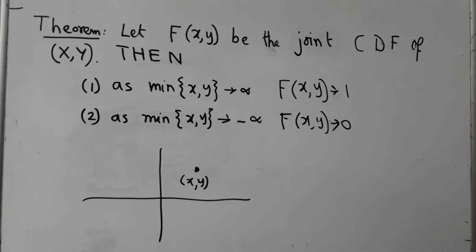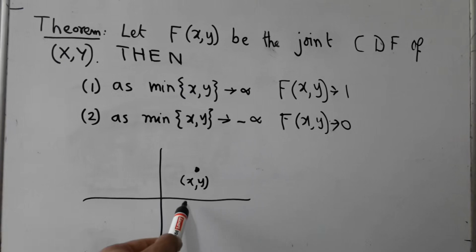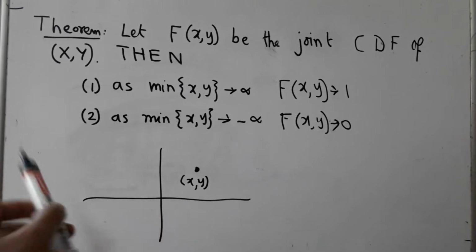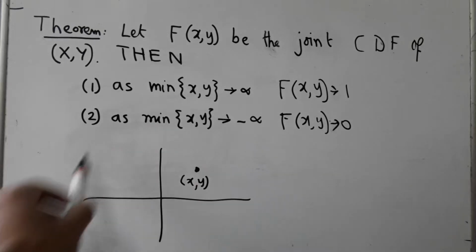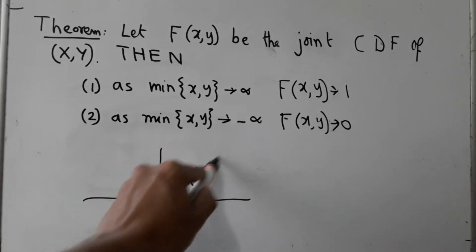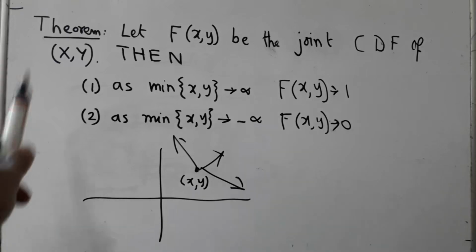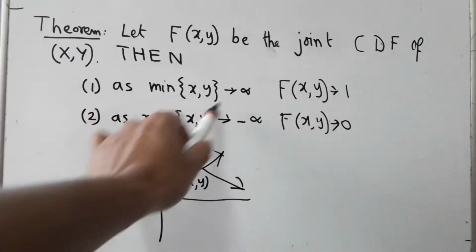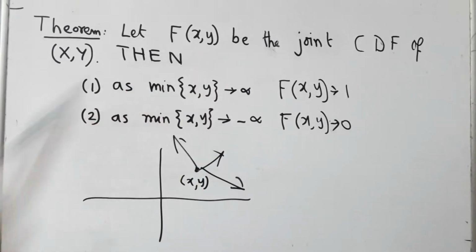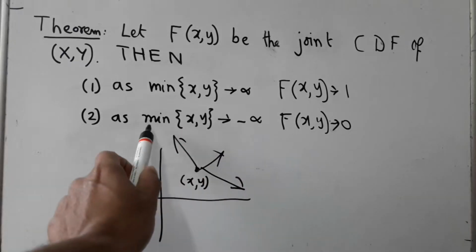Now notice the subtlety of the statement. When I am working in R, I can understand going towards infinity is going towards right and going towards minus infinity is going towards left. But when I am in the plane, what is meant by something goes towards infinity? I can go like this, I can go like this. Are all these things going towards infinity? No. I say minimum of x and y going towards infinity, which means both x and y are going to infinity. When I am going towards minus infinity, the meaning changes.